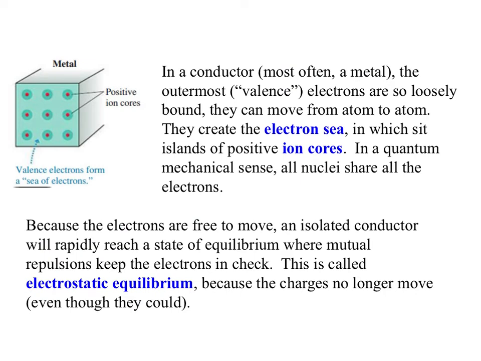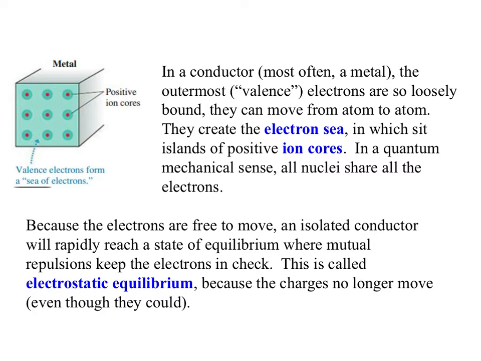In a conductor, most especially a metal, the outermost or valence electrons are so loosely bound they can move from atom to atom. They create what's called the electron sea, in which sit islands of positive ion core. In a quantum mechanical sense, all of the nuclei are sharing those valence electrons, so they can move easily from one to the other. In fact, little bits of them basically have, at any given time, been at all different places.